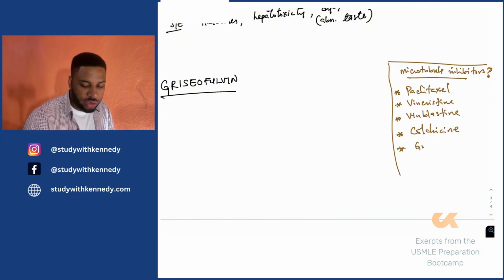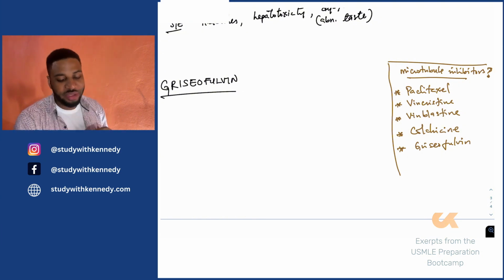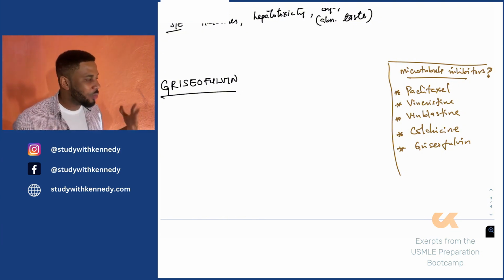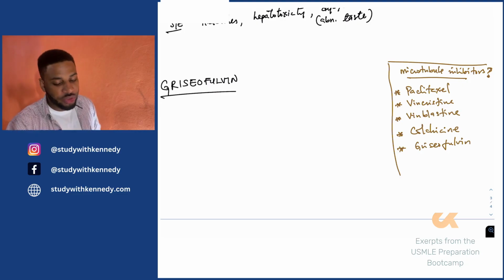And of course, we are now talking about griseofulvin. I think there's a medication I'm leaving out. I don't quite remember it. But at least you should have an idea of what general class of medications do certain similar things. Paclitaxel, vincristine, vinblastine, colchicine, griseofulvin. Those are examples of microtubule inhibitors.